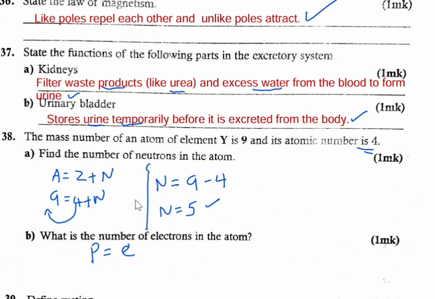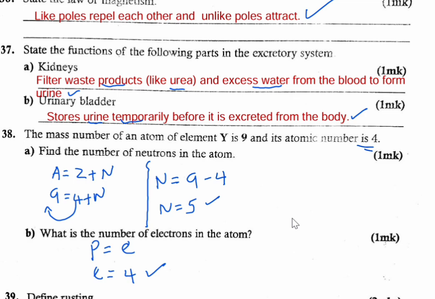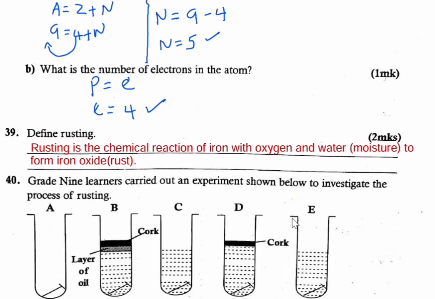So for this case, the atomic number is 4, meaning the protons are 4, and therefore the electrons are the same, and therefore it has 4 electrons. You get 1 mark. So we continue to question number 39.